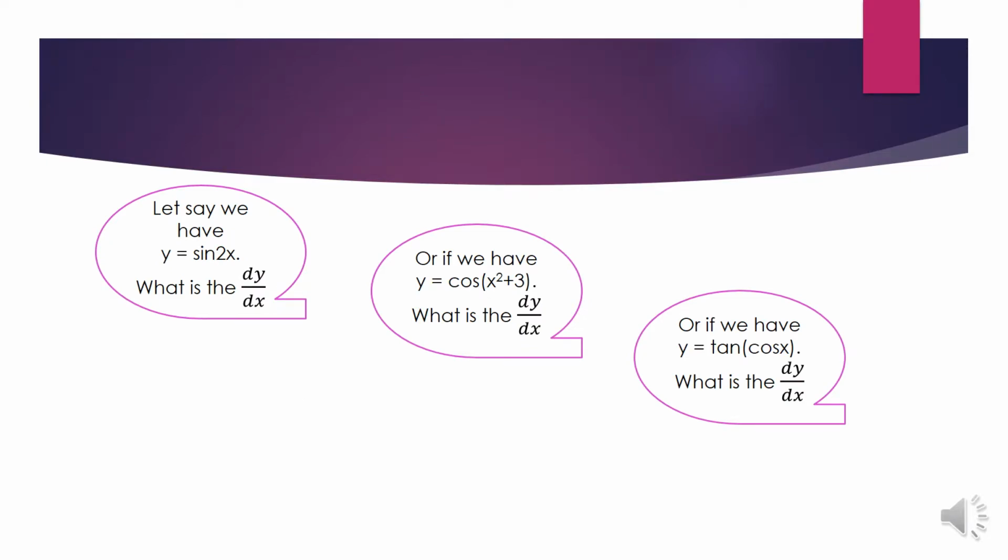Let's say we have y is equal to sine 2x. How are we going to find dy/dx? The previous slide on the trigonometric rules only gives differentiation for a single x, such as y is equal to sine x, y is equal to cos x, or y is equal to tangent x, and others. But what if we have y is equal to cos of x squared plus 3, or y is equal to tangent of cos x? How are we going to find dy/dx? The next slide will discuss that.